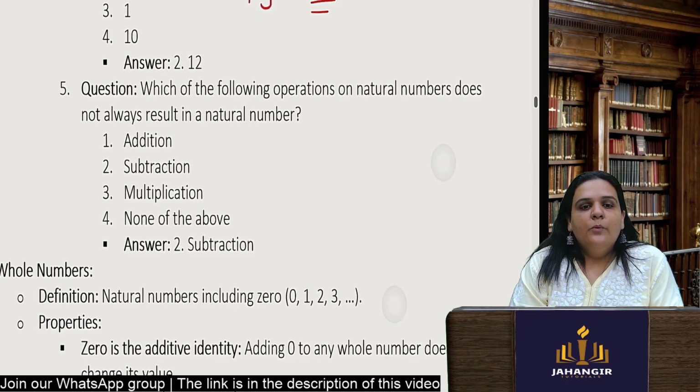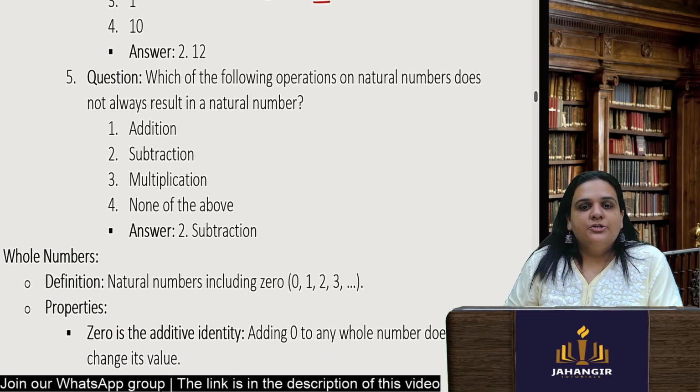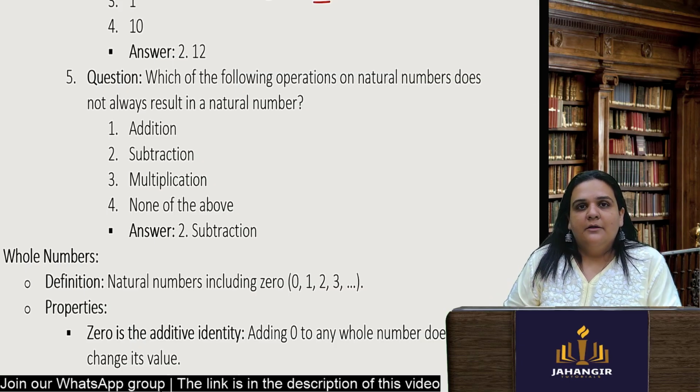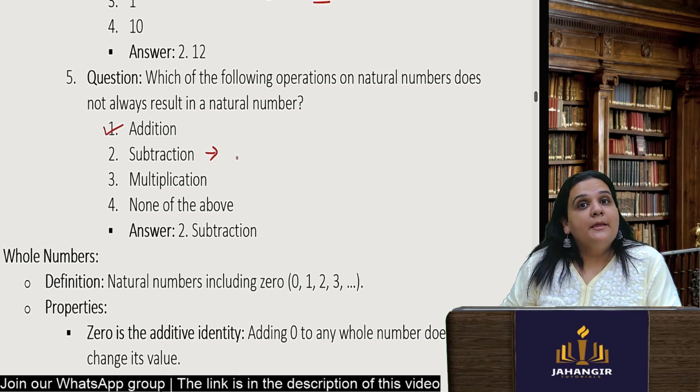Which of the following operations on natural numbers does not always result in a natural number? I just spoke about it. Addition of two natural numbers will give a natural number. Subtraction of two natural numbers may or may not give one. So this is the answer. Multiplication will always give one. None of the above is not the answer.